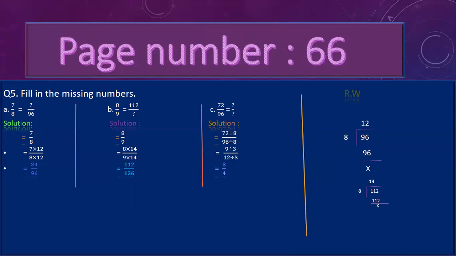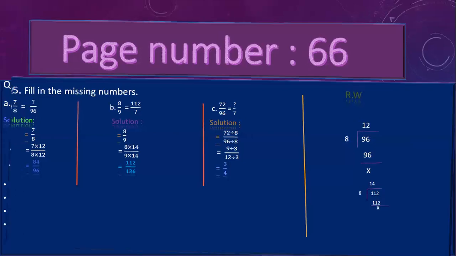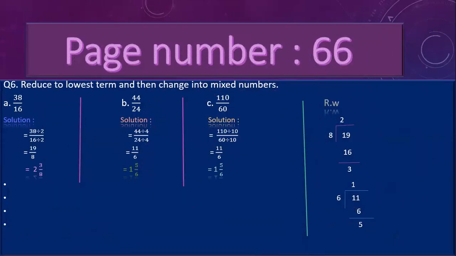Very good. Very intelligent students all of you are. 9 divided by 3 and 12 divided by 3. When we divide 9 by 3, we get 3. And when we divide 12 with 3, we get 4. So after the simplification of 72 over 96, the missing numbers are 3 over 4. 3 is in the numerator and 4 is in the denominator. Question 5 is finished. Only 3 parts were there. Come to question 6.